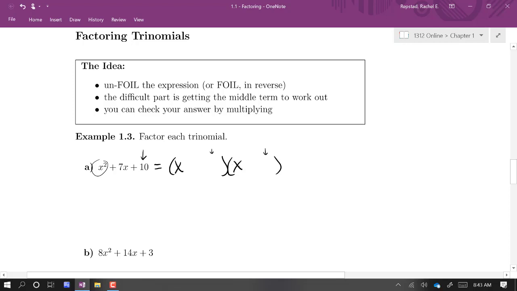And to get a positive 10, I could have plus 5 plus 2, minus 5 minus 2, plus 10 plus 1, or minus 10 minus 1. And then I just want to choose the pair that works out so that if I were to FOIL it out, I get a plus 7x in the middle. That pair here is plus 5 plus 2.